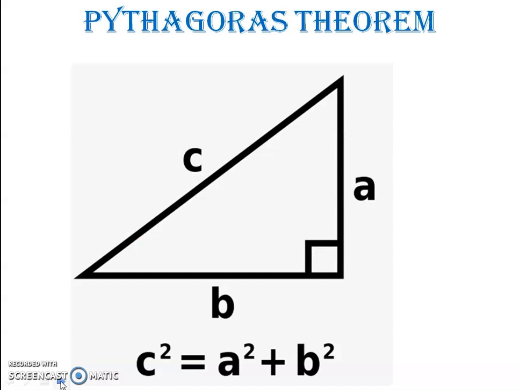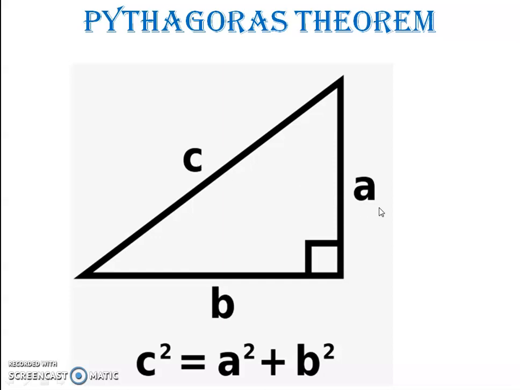Here we know that this is a right-angled triangle. What is a right-angled triangle? A right-angled triangle is a triangle in which one of its interior angles is 90 degrees. Now you can see the lengths of the three sides are given as A, B, C, and C is the longest side in this triangle. So, according to Pythagoras theorem, we have A square plus B square is equal to C square.